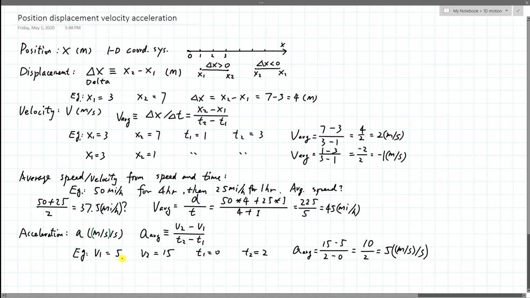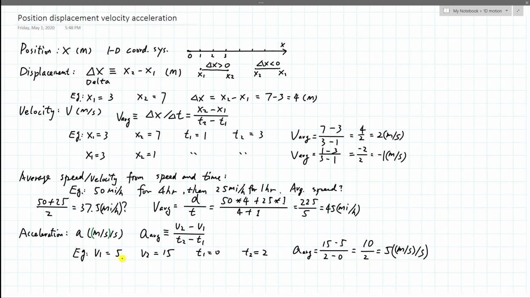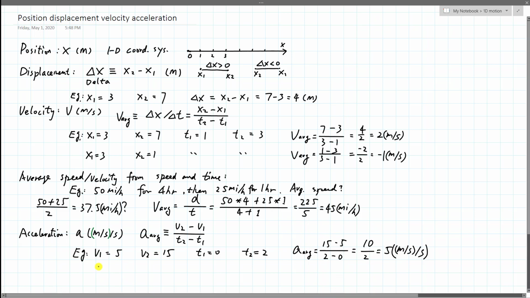Okay, so what if this was one object which was accelerating, and then there's another object that's decelerating or accelerating at a negative rate. So they could have started together. V1 is equal to 5. V2 is equal to 0.